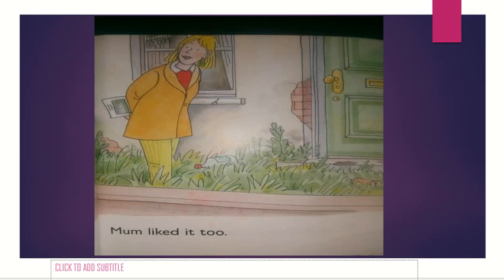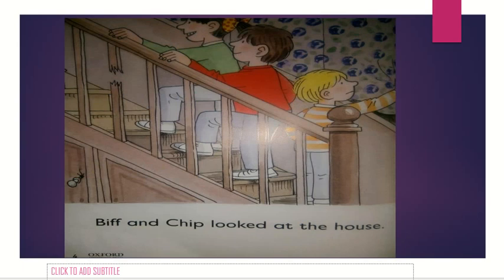Who is this? Yes, very good. This is Mom. Mom is also looking at the house. Read this sentence with me. Mom liked it too. Mom liked it too. Underline Mom. Underline liked. Done? Very good. Now open page number 4.